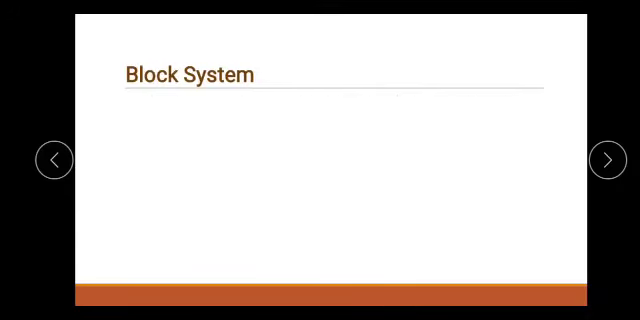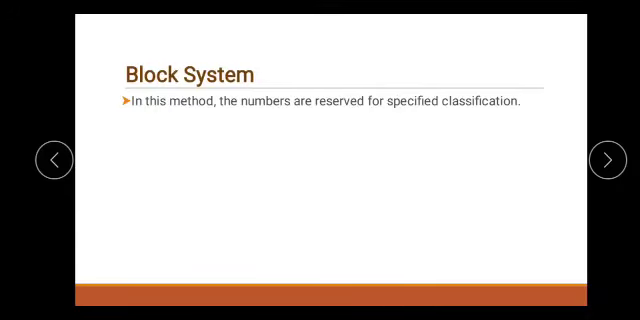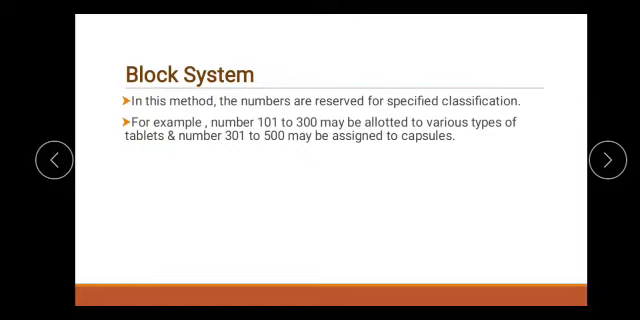Second method, block system. In this method, the numbers are reserved for a specified classification. For example, numbers 101 to 300 may be allotted to various types of tablets, and numbers 301 to 500 may be assigned to capsules.